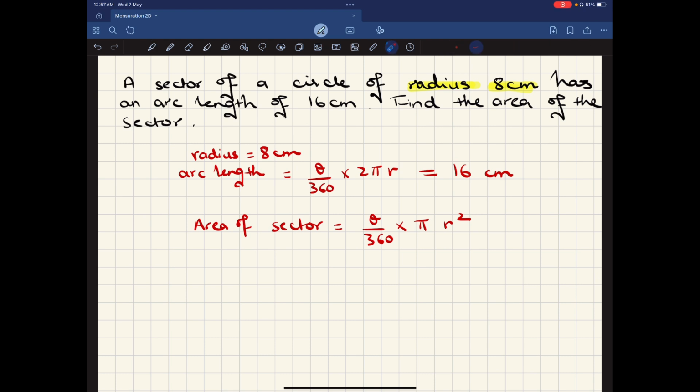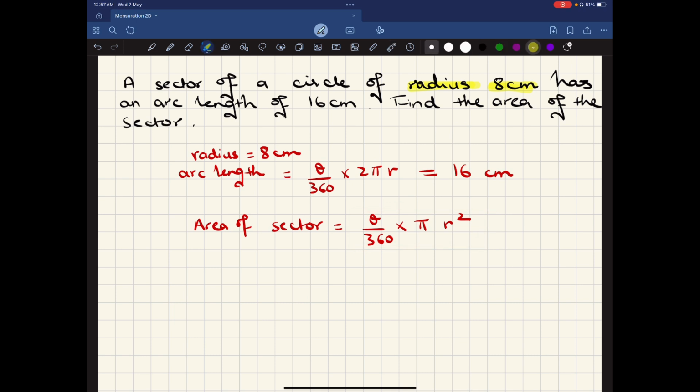I hope there's no confusion here. The radius is 8 centimeters. The formula for calculating the arc length is this, and they've given us the value of the arc length in the question. So this formula is going to be equal to 16 centimeters, and we need to calculate the area of the sector, which we can find using this formula.